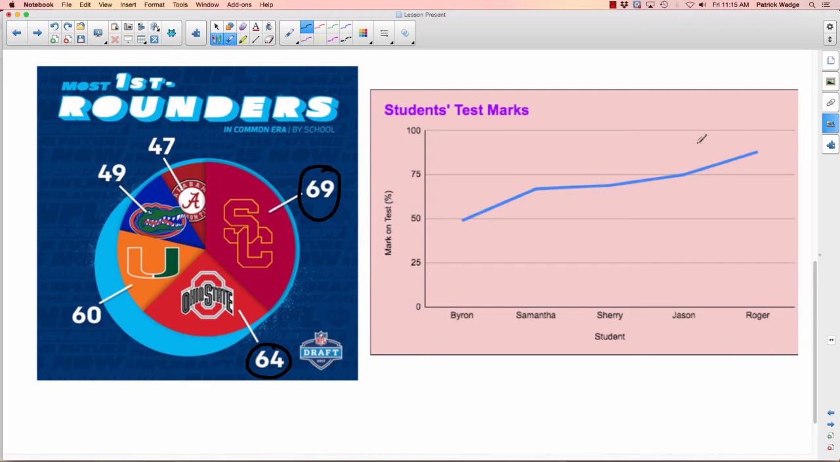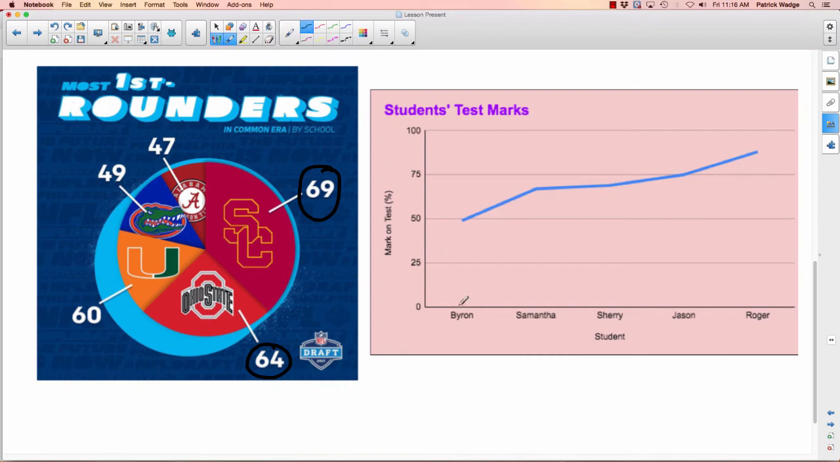Wait a minute. What's wrong with this? This is not expressing one student's test over time. This is just different students' marks. This does not make sense to put a line graph. A line graph is used when things change over time. So what should this actually have looked like?